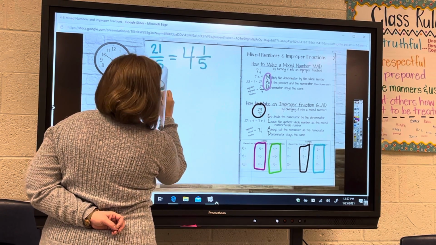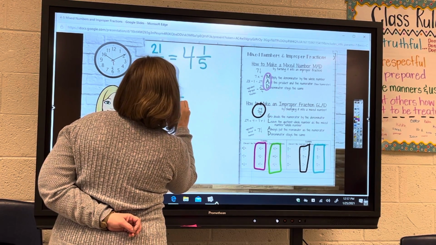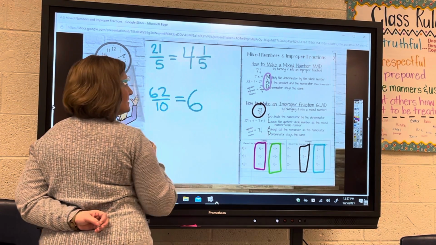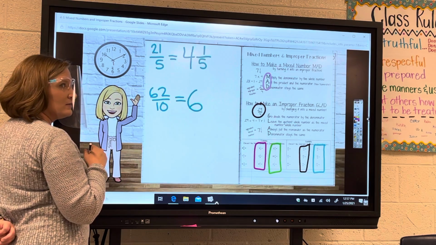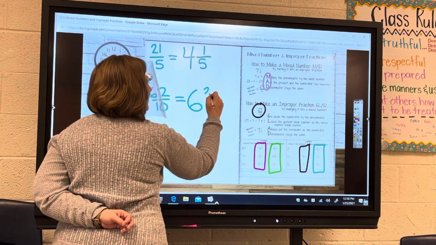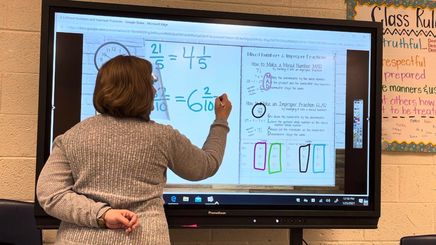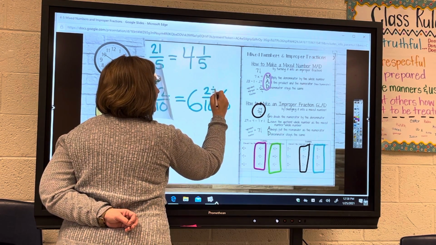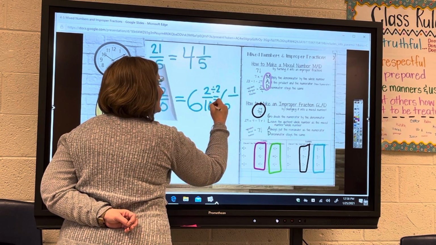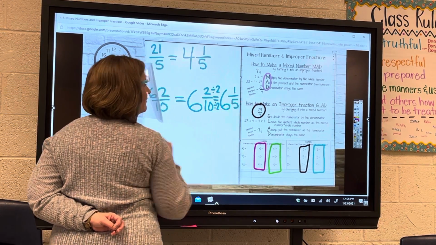62 tenths. How many times will 10 go into 62? 6. 6 times 10 is 60. So how many are left over? 2. Now, can I simplify my 2 tenths? Yes. What can I divide by? 2. 2 divided by 2 is 1. 10 divided by 2 is 5.